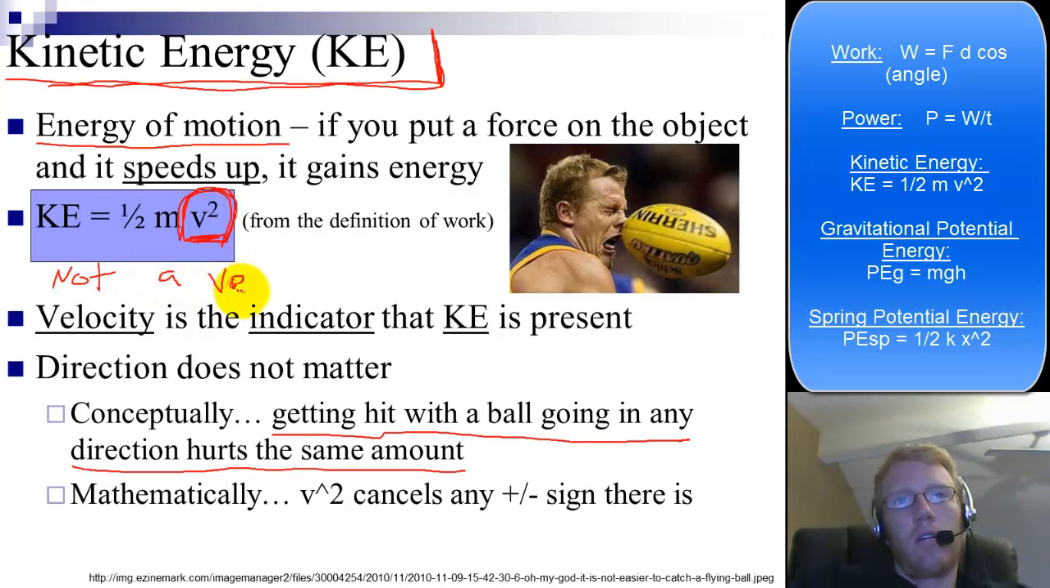Not a vector. So kinetic energy does not have an associated direction. It's just a numerical value. So if you gain some, the value goes up. If you lose some, the value goes down. But left and right are not included at all.